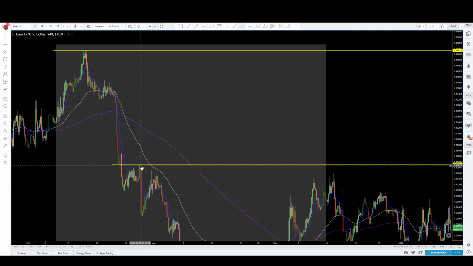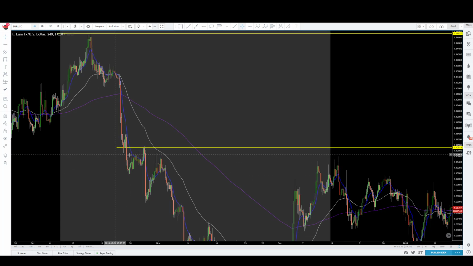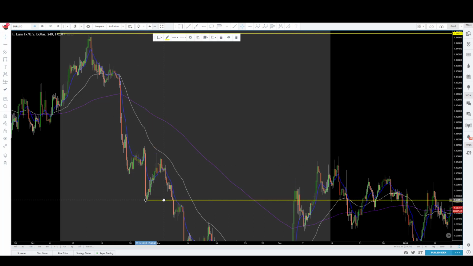We get a retest into where? Right into this area of liquidity. And then what begins to happen? We see continuation down. Same thing occurs here. We see another break, so this becomes support. Price comes up, breaks it.